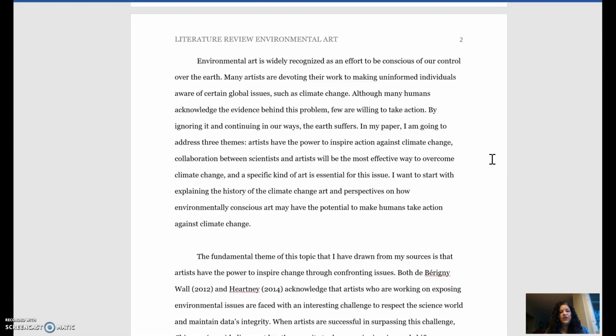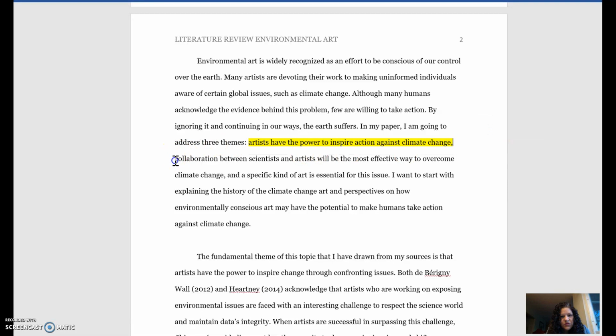You can just say, here are my themes. Artists have the power to inspire action against climate change. Collaboration between scientists and artists will be the most effective way to overcome climate change. And a specific kind of art is essential for this issue. So here are 3 topics. And we're just going to highlight those real quick. We'll do this one yellow.